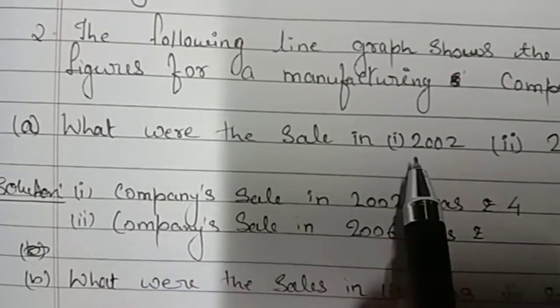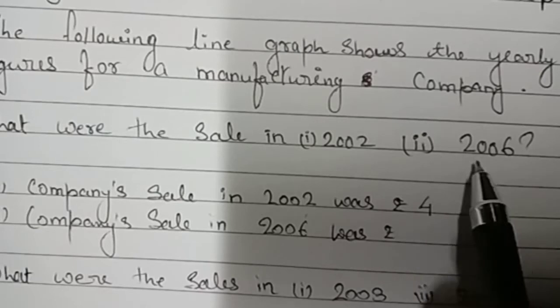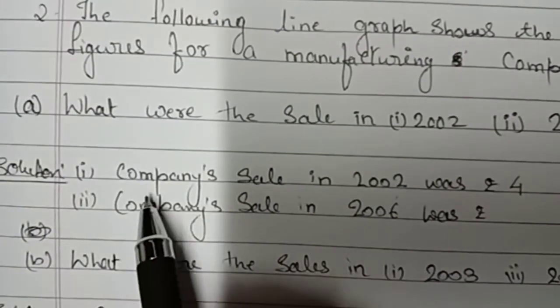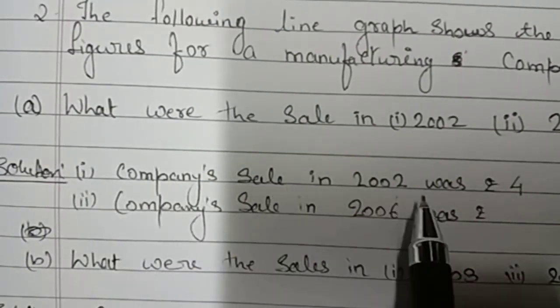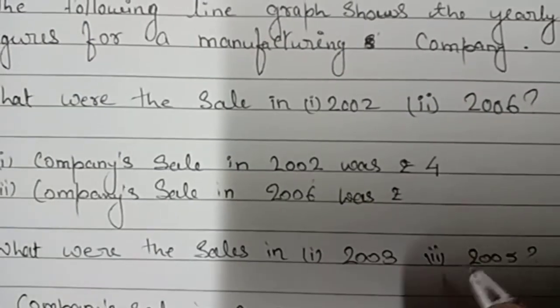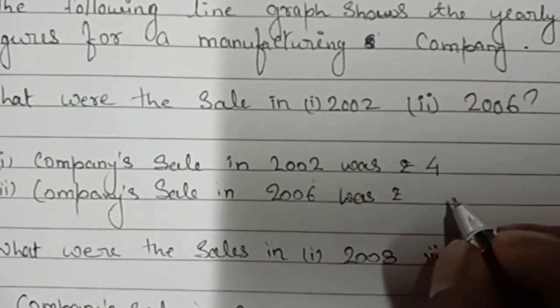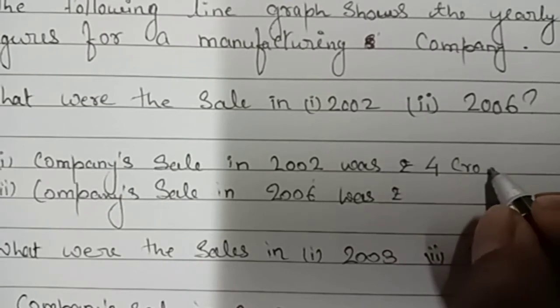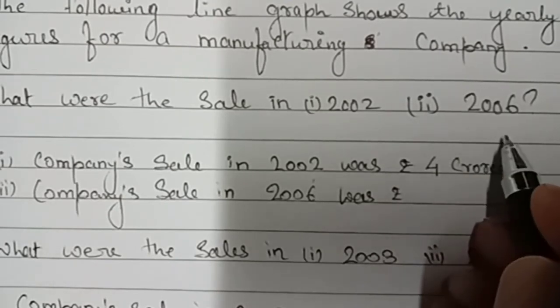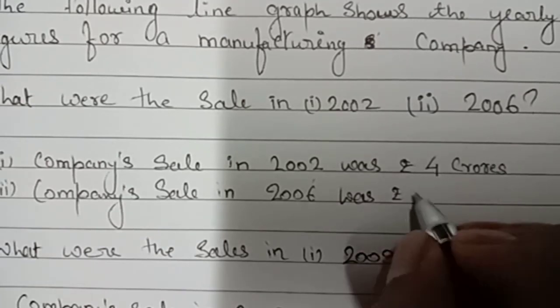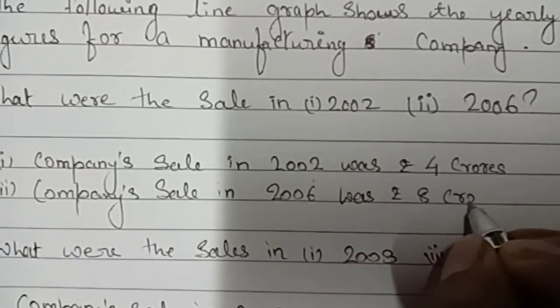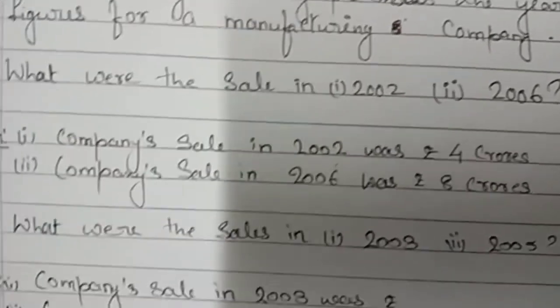So solution, question number 2, A: What were the sales in 2002, and number 2 is 2006. So first one, company sales in 2002 was rupees 4 crores. And next, 2006, we got 8 crore. So rupees 8 crores.